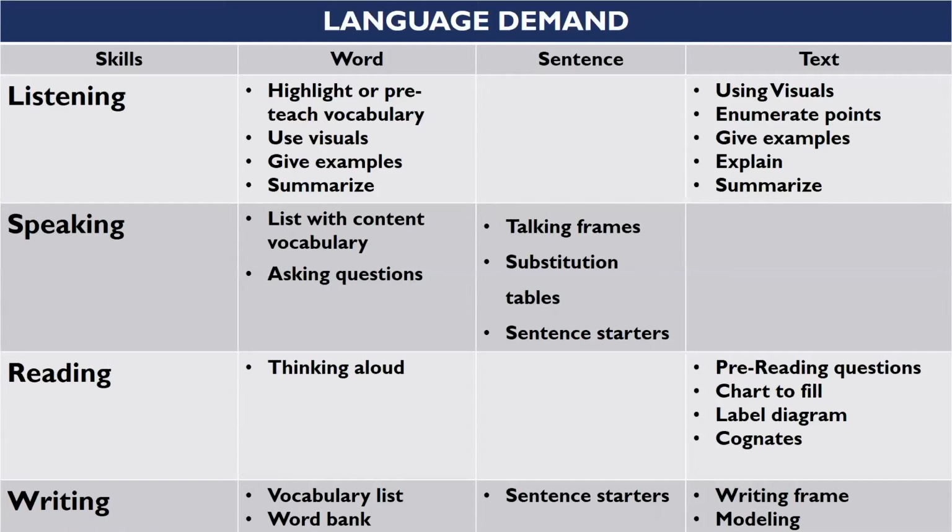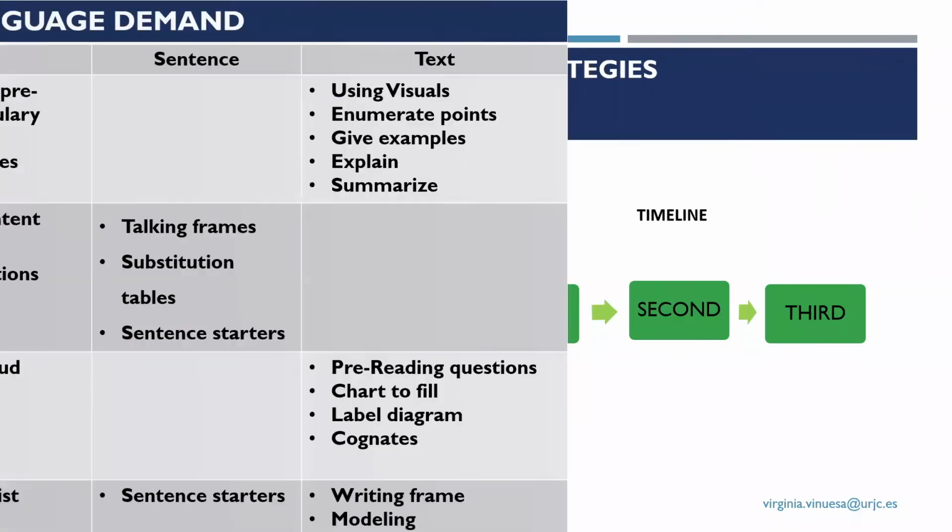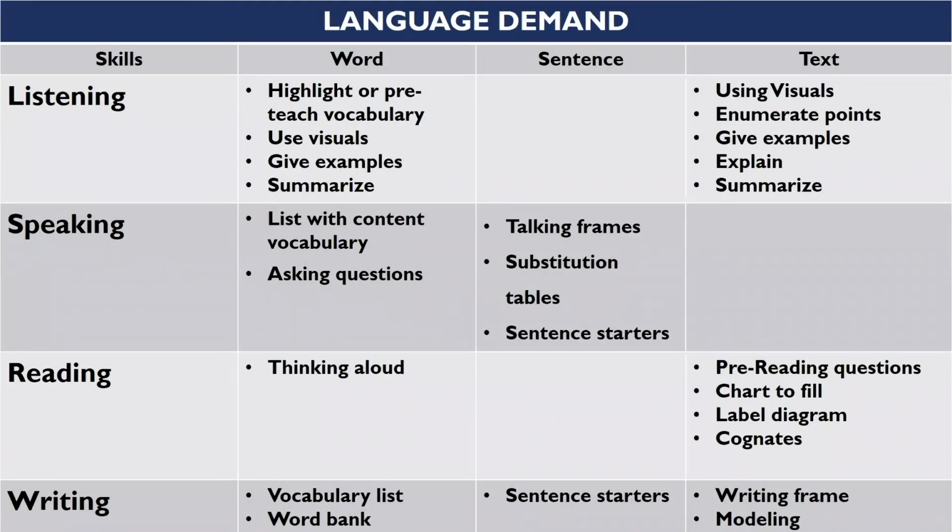Using cognates is a very good one when you adapt something to make things understood. Cognates are words which are quite similar in English and in Spanish. And of course, well, modeling, writing frames. If you provide them with a writing frame, they just have to fill it in, then they will be able to write an essay or whatever. So giving support is very important I would say not only in CLIL. Anyway, anything you do with your students has to be supported.